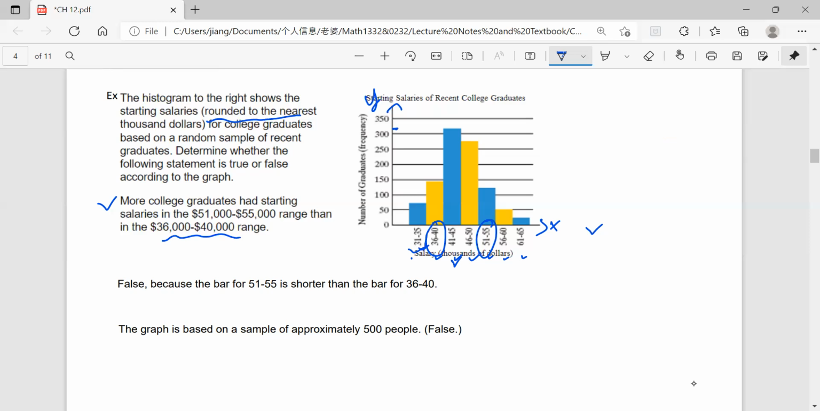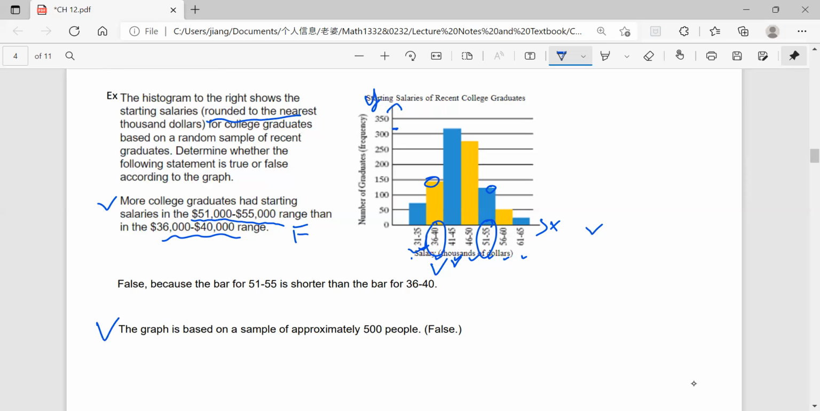So we see this one is this height. That means this class has more people, but the statement says the 51,000 to 55,000 range has more people than 36,000 to 40,000. So this statement is false. We put F there.